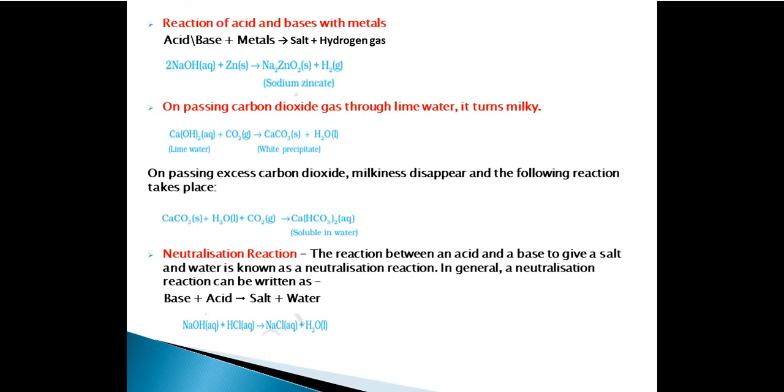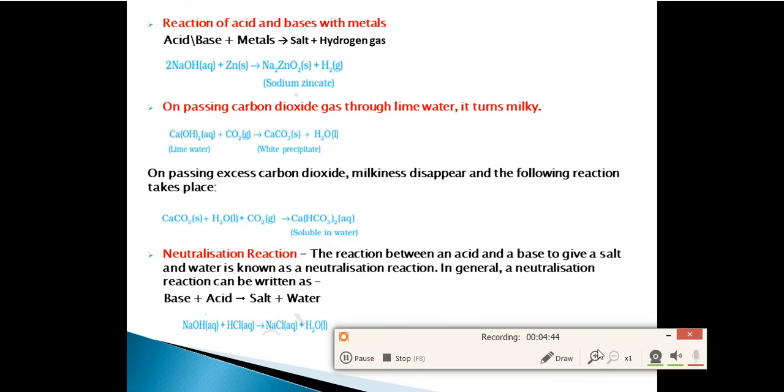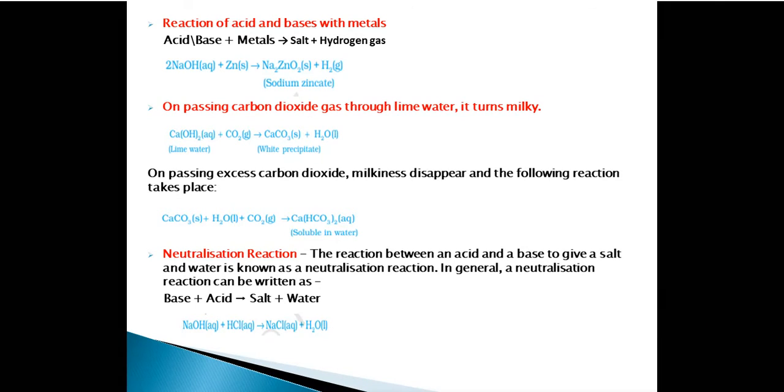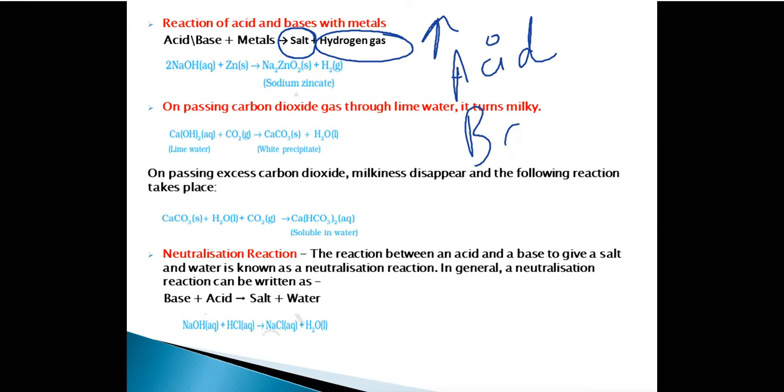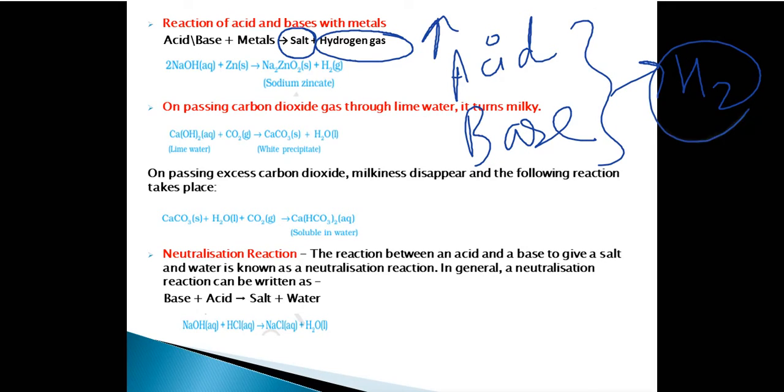Now next we are going to discuss some of the important reactions of acids and bases. As you all know, whenever an acid or base reacts with any metal, always salt will be formed. Along with that, hydrogen gas will be liberated. So whenever an acid reacts with a metal or a base reacts with a metal, always salt will be formed, and along with that hydrogen gas will be evolved.